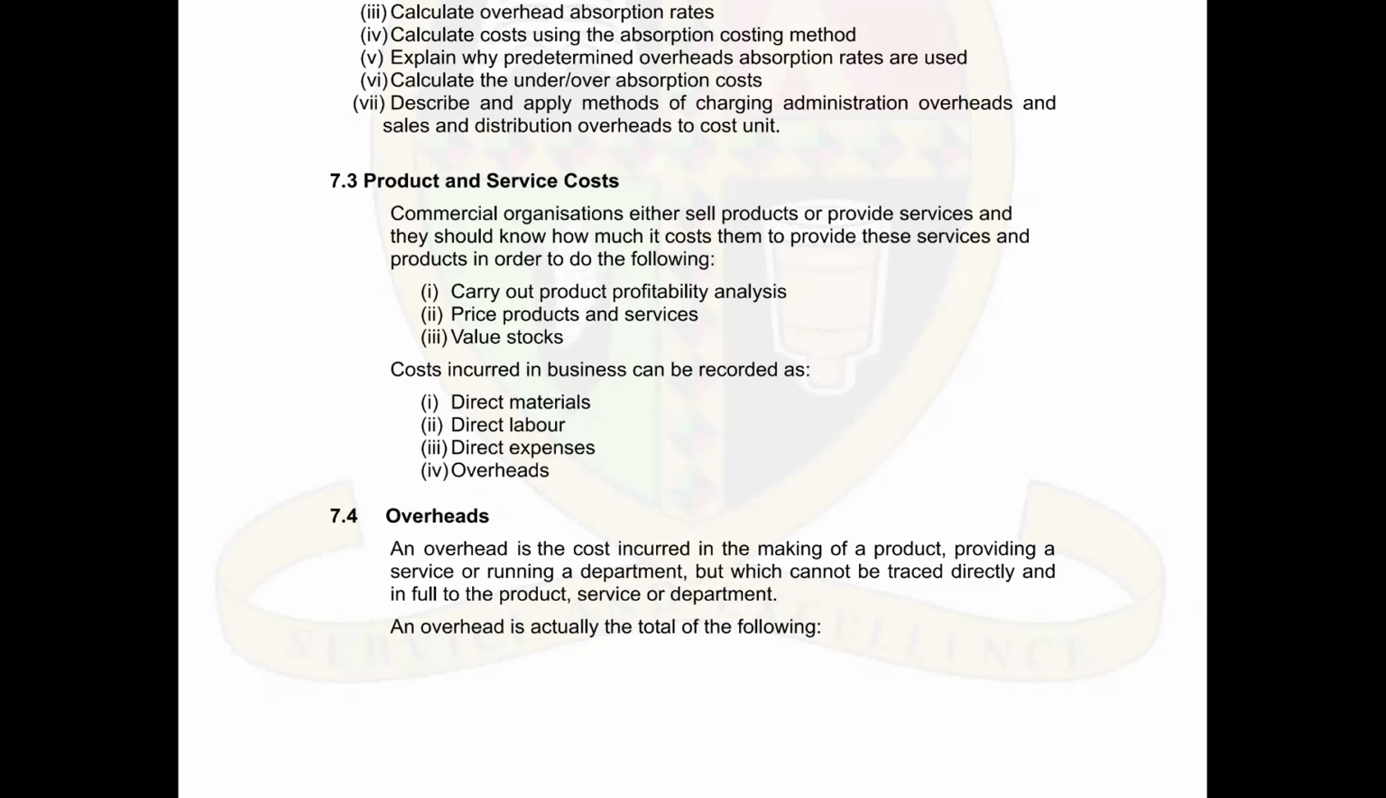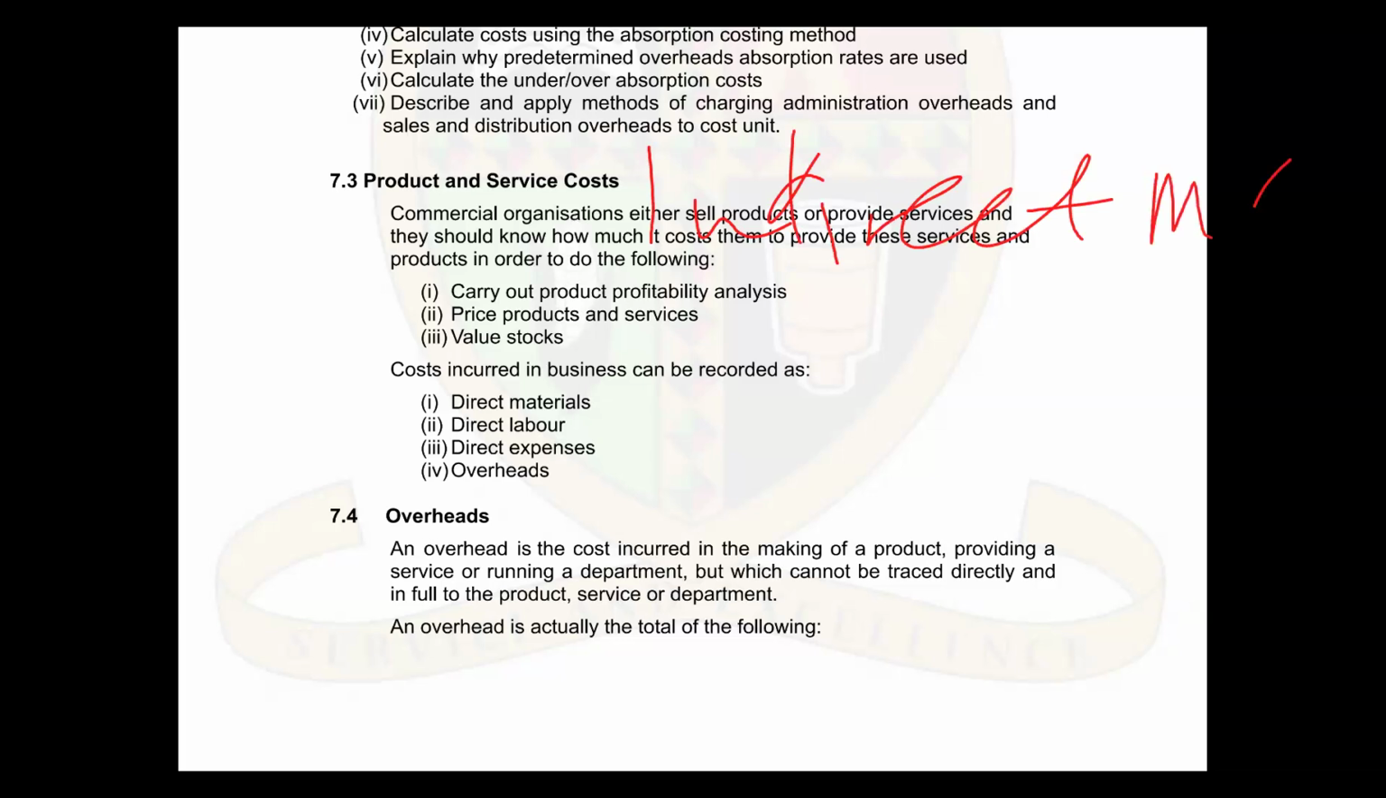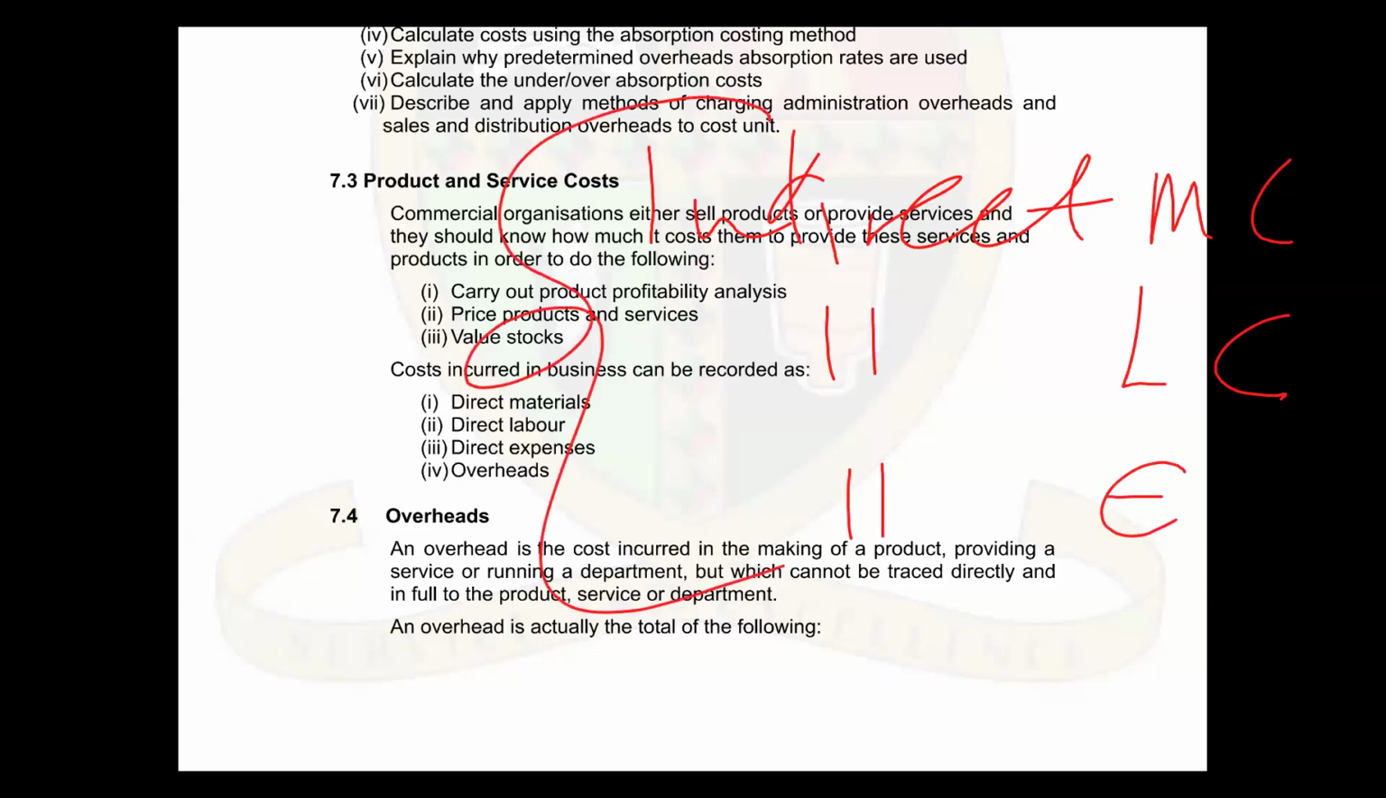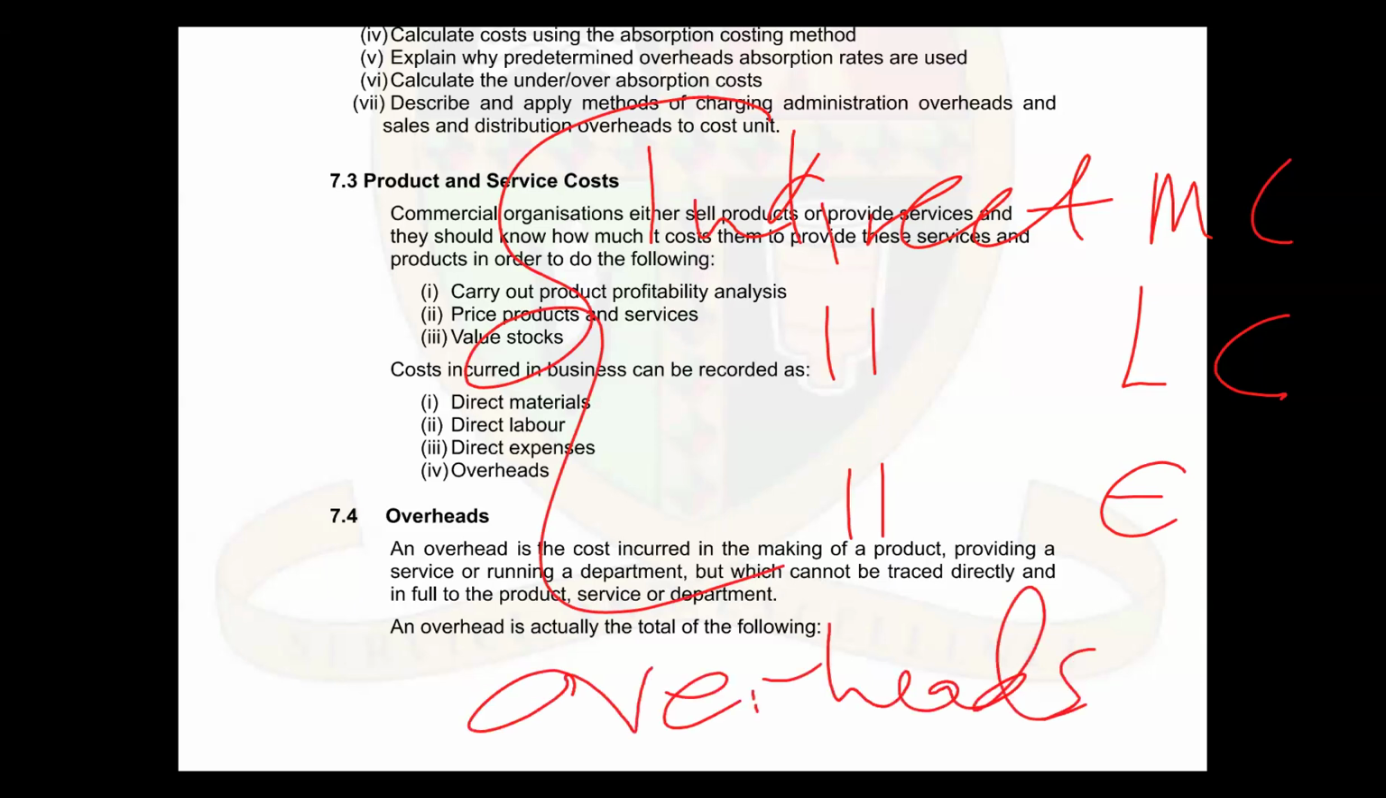So in other words, when we say overhead costs, we are referring to indirect material costs, indirect labor costs, and indirect expenses. When you put all the indirect costs together, you produce what we call overheads. So overheads is basically a collective term referring to all the indirect costs. Any questions? You have known what overheads are, right? The indirect costs, basically.